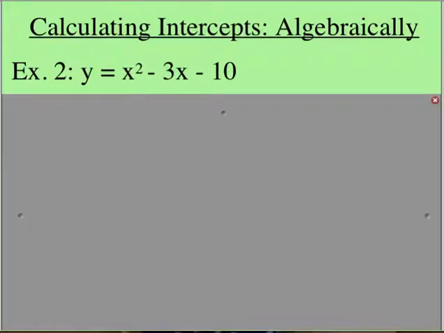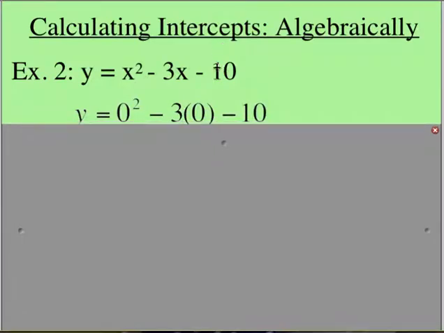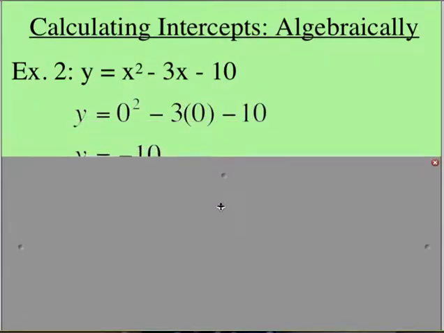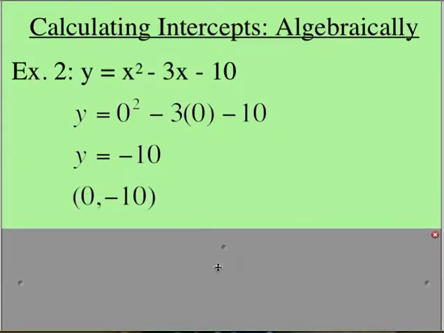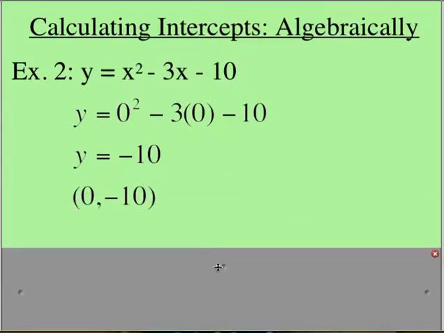And then lastly, the y-intercept for this parabola is pretty simple. Plug in 0 for x. You'll notice that it's just going to be the constant at the end of the equation. So when I plug in 0 for x, I get that -10 at the far right. So then my coordinate is (0, -10). This is for the y-intercept.